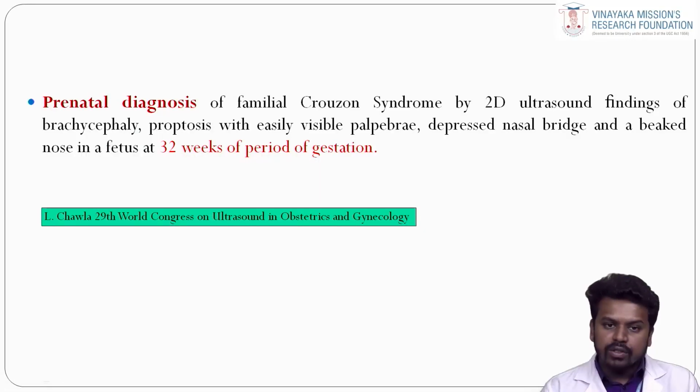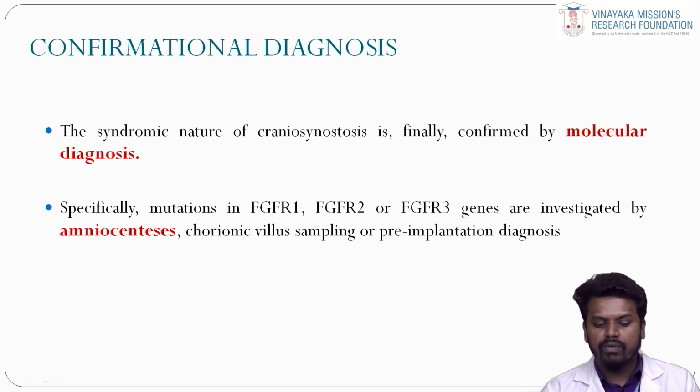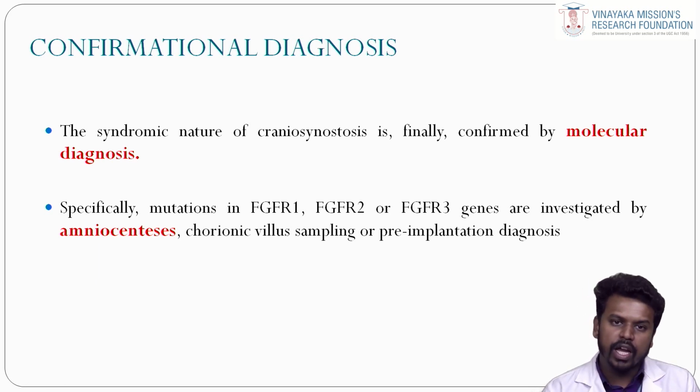The prenatal diagnosis of Crouzon syndrome by 2D ultrasound findings of brachycephaly, proptosis with easily visible palpebrae, depressed nasal bridge and a big nose in a fetus at 32 weeks of gestation can be seen as a prenatal diagnosis. The confirmational diagnosis of the Crouzon syndrome patient is finally confirmed by molecular diagnosis.